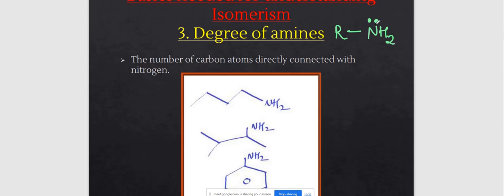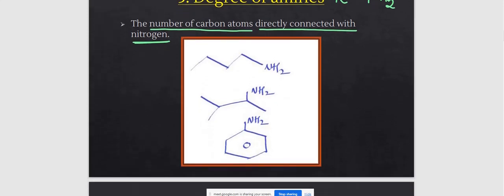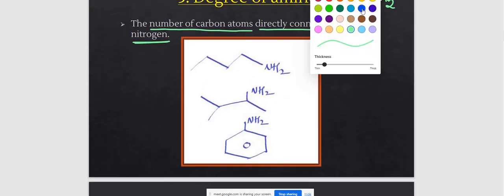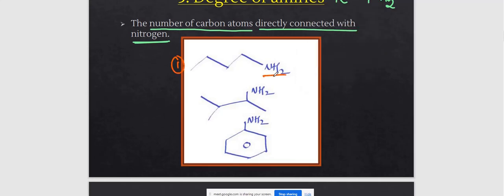Now how do we decide the degree of amines? We have to see the number of carbon atoms directly connected with the nitrogen atom. How many carbons are directly connected with nitrogen? That will decide the degree of the amine. Suppose, see the examples below. First example, this is your amine. To the nitrogen, how many carbon atoms are directly connected? Only one. So this is a 1 degree amine.